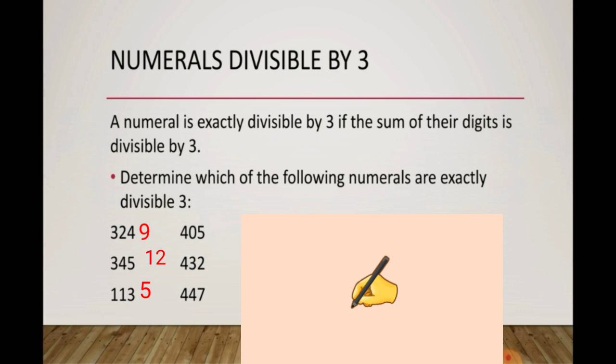In 405, the sum of the digits is 4 plus 0 plus 5 equals 9. 9 is exactly divisible by 3. Then 405 is exactly divisible by 3. In 432, the sum of the digits is 4 plus 3 plus 2 equals 9. 9 is exactly divisible by 3. Then 432 is exactly divisible by 3. In 447, the sum of the digits is 4 plus 4 plus 7 equals 15. 15 is exactly divisible by 3. Then 447 is exactly divisible by 3.